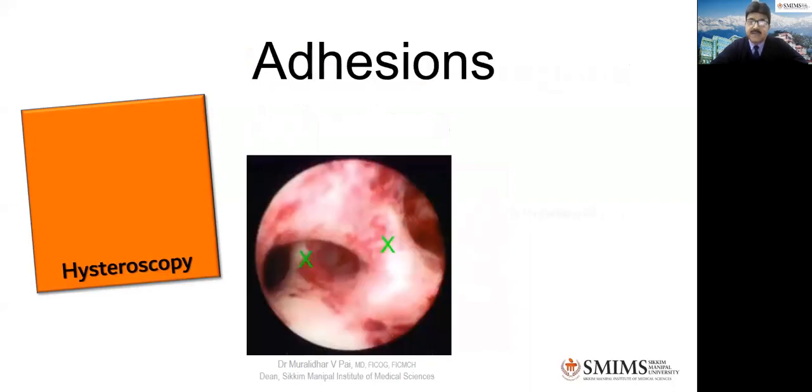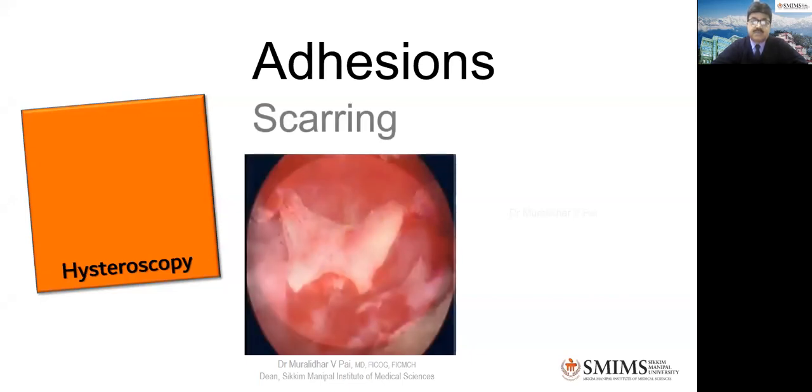What are the hysteroscopic findings? Again, you are not doing hysteroscopy to diagnose tuberculosis. You are doing hysteroscopy as a routine pre-infertility evaluatory method. You will see adhesions. You can see scarring of the endometrium. You can see bald endometrium.